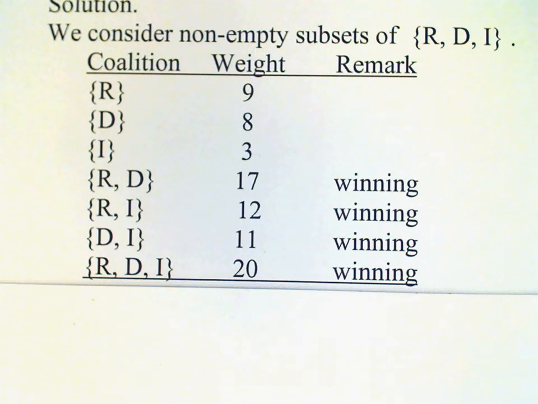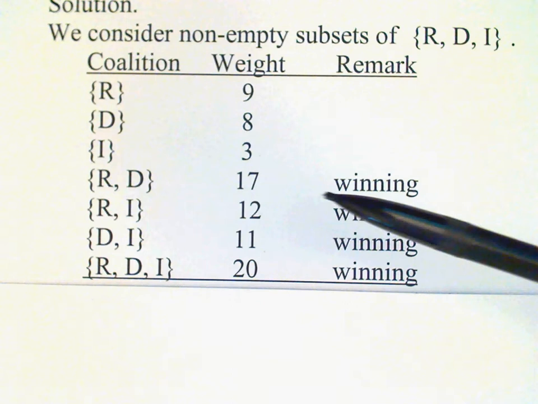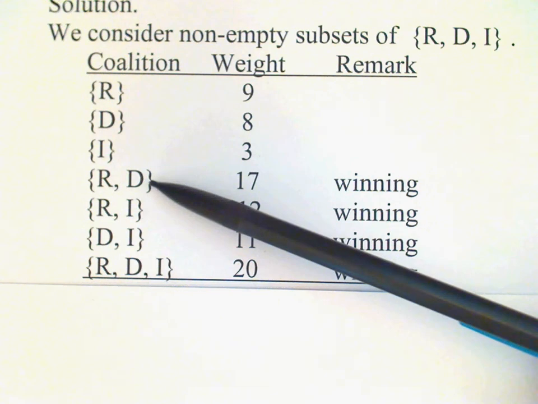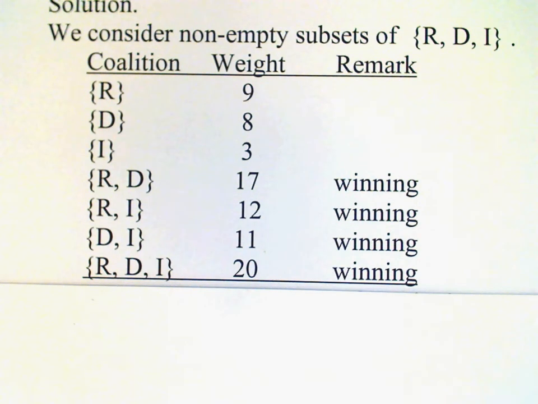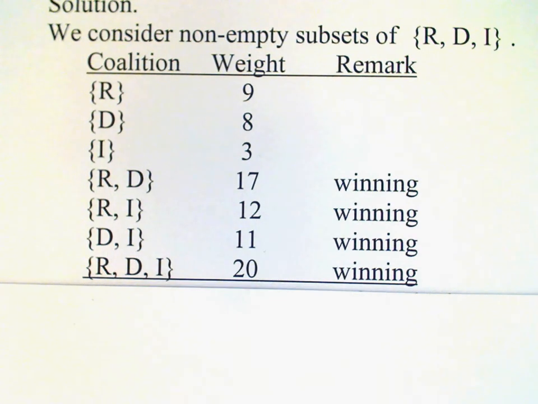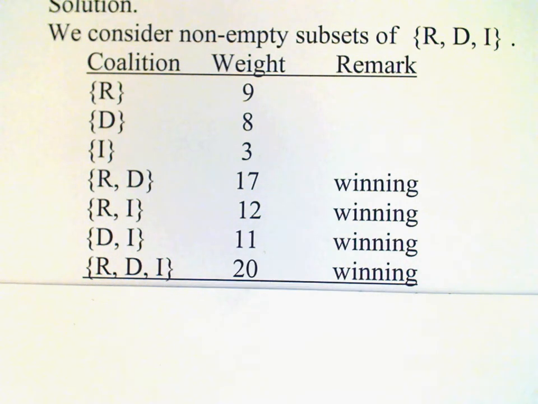Okay, so let's back up and look at these winning coalitions. In each of these three coalitions, each of the voters is critical. So for example, here, for RD, if we remove either R or D, then we would no longer have a winning coalition. And the same thing is true for RI and DI. Removing either one of those parties from the coalition gives us a coalition which is no longer a winning coalition. Therefore, each of the voters in each of these three coalitions is referred to as critical.